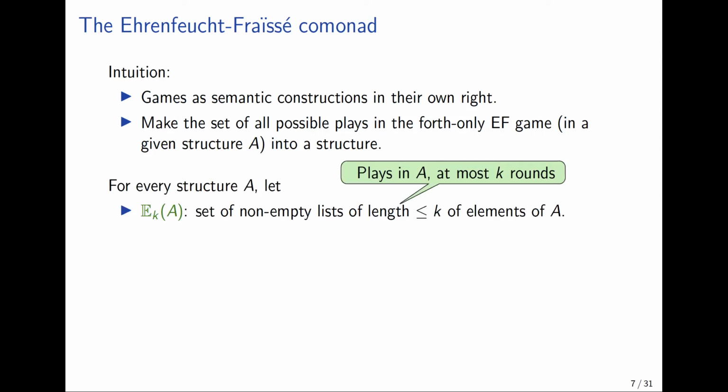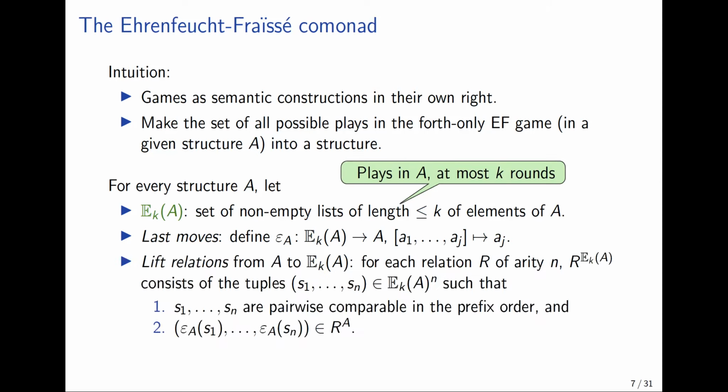So we fix a relational structure A and consider the set E_K of A of all non-empty lists of length at most K of elements from A. These are simply all the possible plays in A in the game where you have at most K rounds. And then right away, you can define a function from E_K of A to A, which sends a sequence to its last element. Right? It's extracting the last move in the play. And then the crucial step is to lift the interpretation of the relations from A to E_K of A. And that's done in the following way.